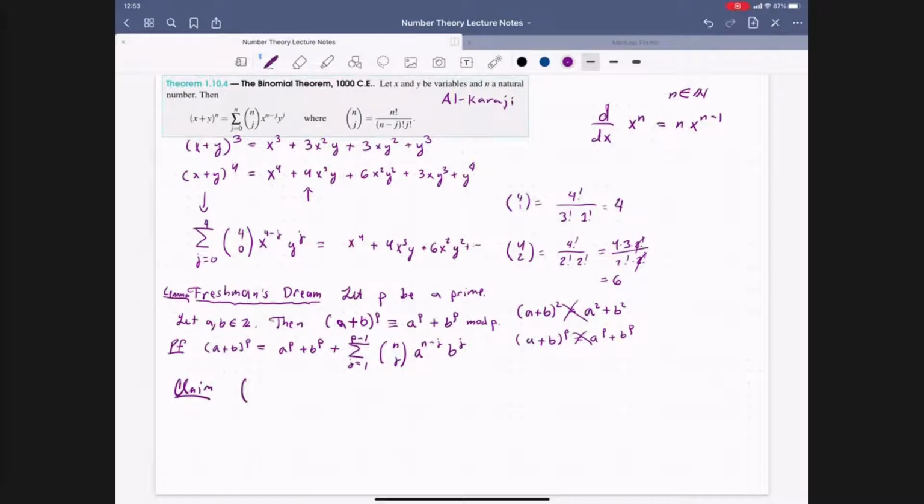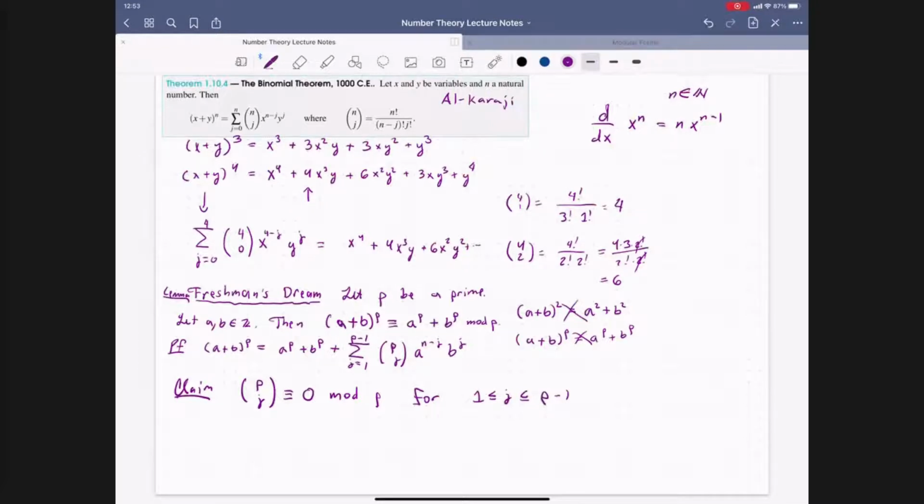oops, I just realized I made a small typo. That n should be p. So now the claim is that p choose j is congruent to 0 mod p for 1 less than or equal to j less than or equal to p minus 1.